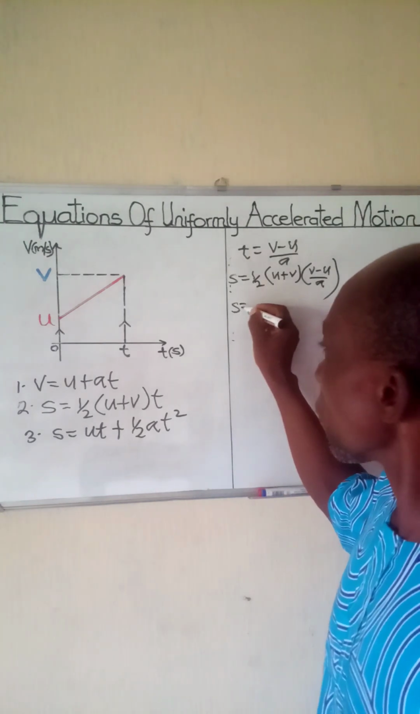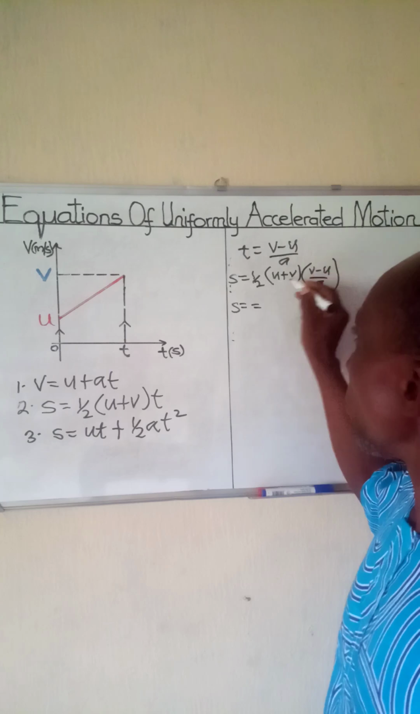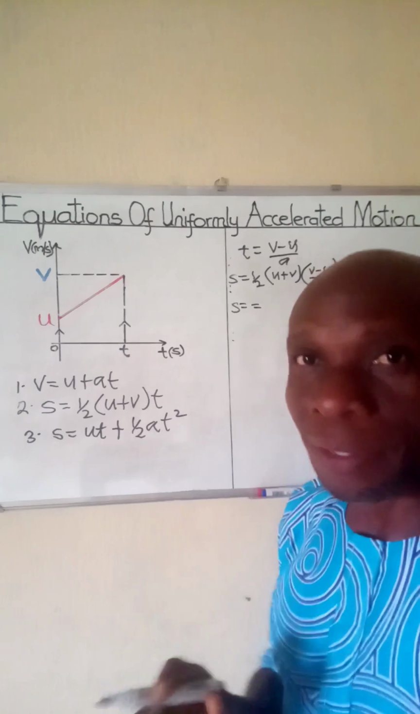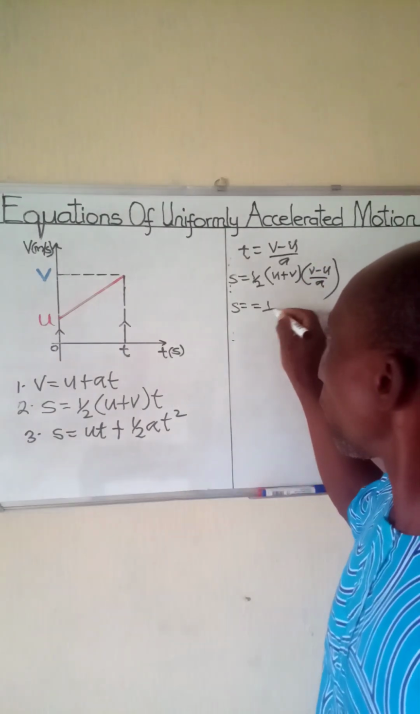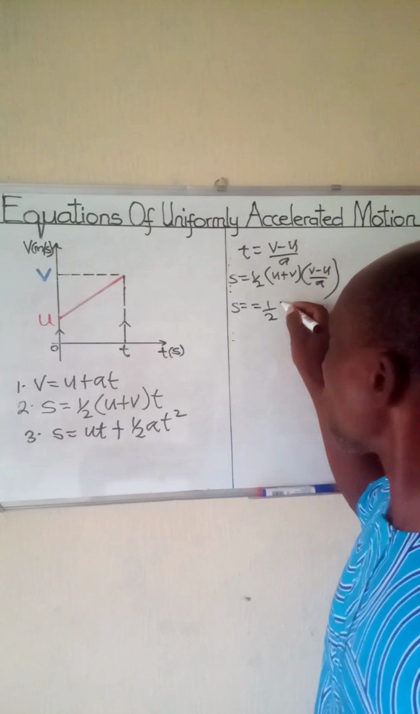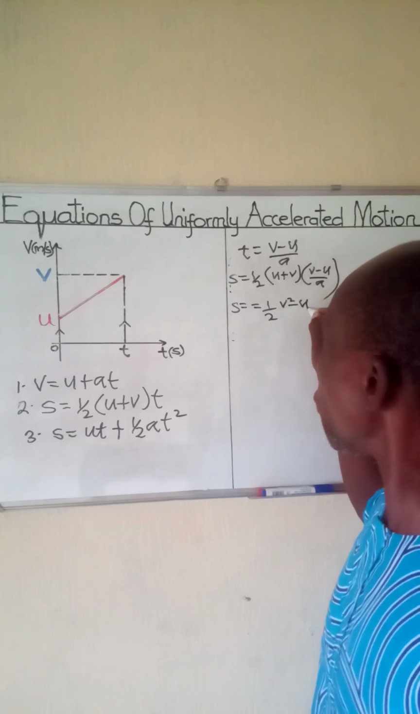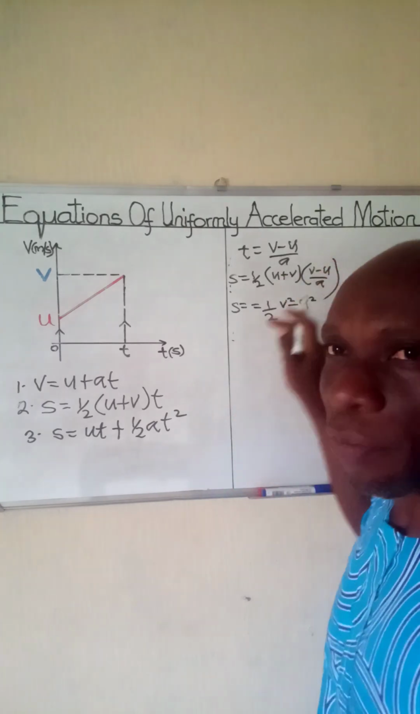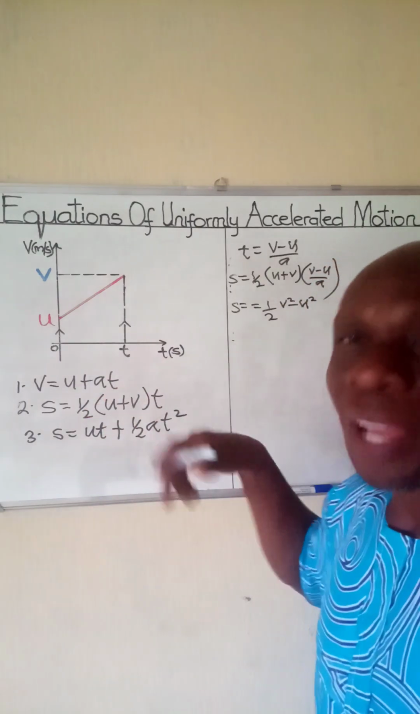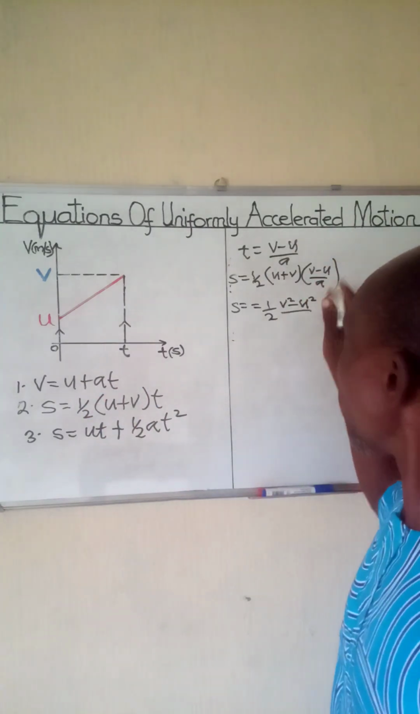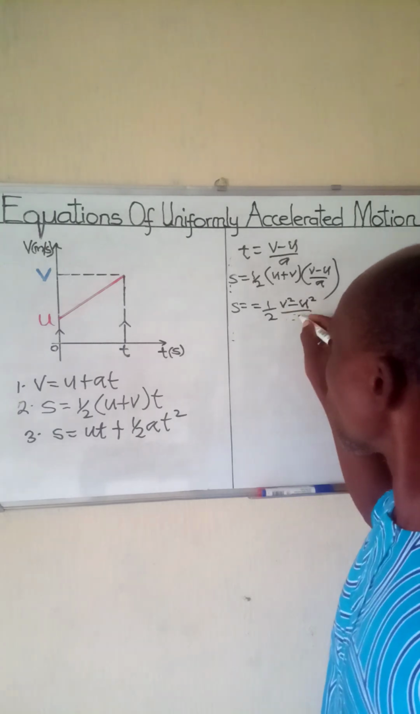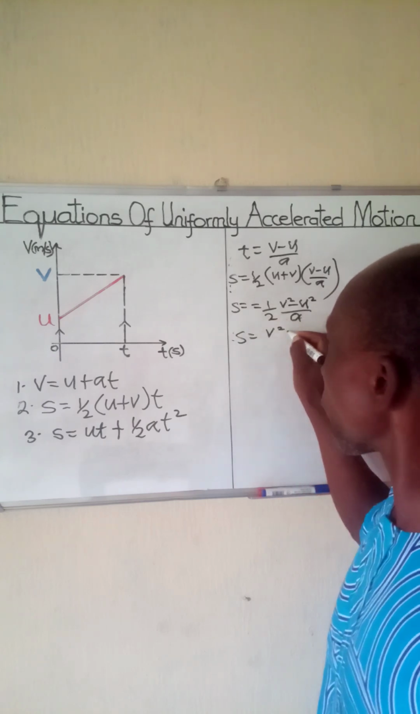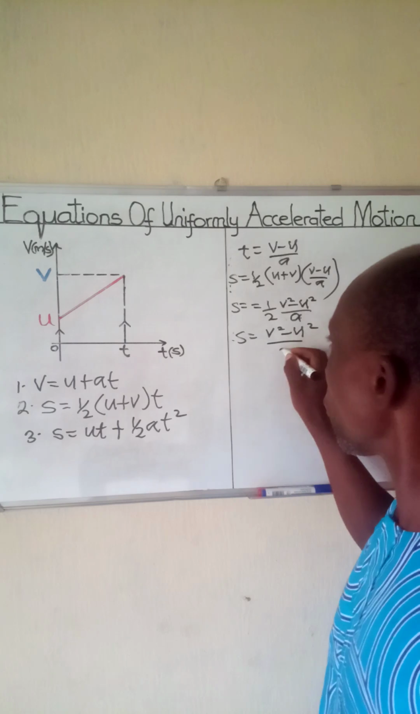Now S in this case, which is total distance, will be equal to U plus V. The product of U plus V and V minus U reminds you of what we call difference of two squares, an identity in mathematics. So here we will have that half, instead of the product of this, we simply say V squared minus U squared. Because U plus V multiplied by V minus U will give you V squared minus U squared. That's difference of two squares, over this A. So we can simplify this further and have that S equals V squared minus U squared over 2A.